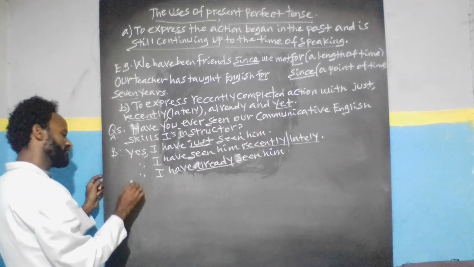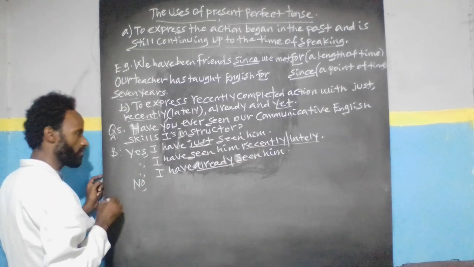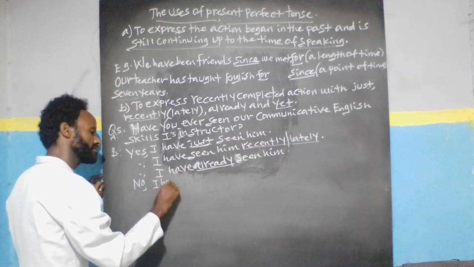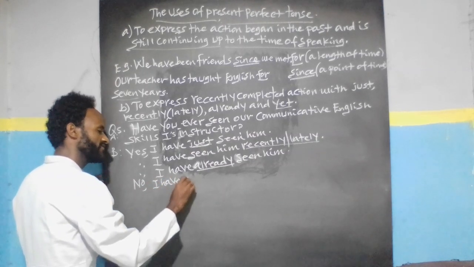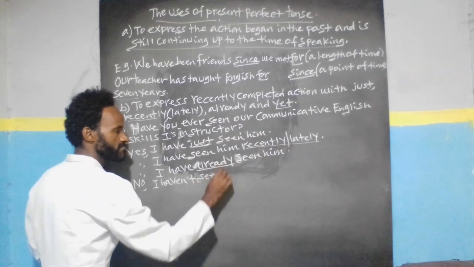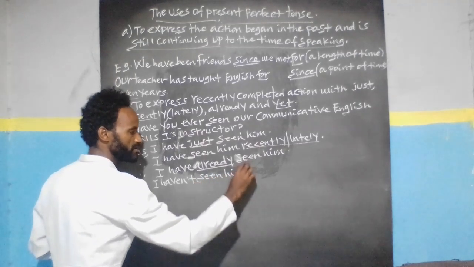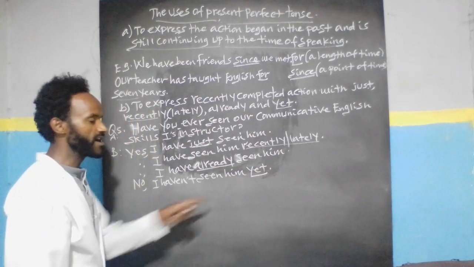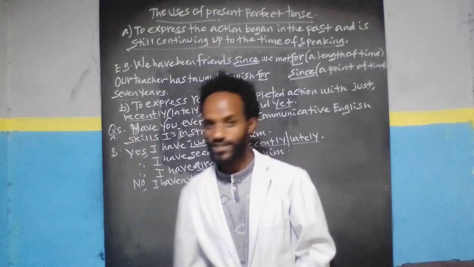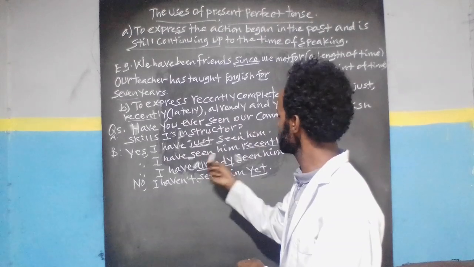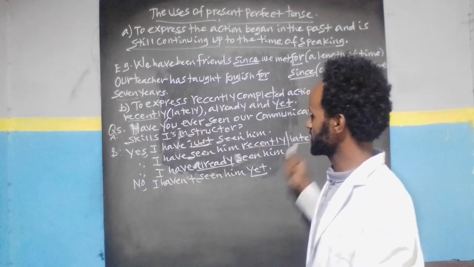And you can say for this one, no, and then comma. You can say, I haven't, or I have not seen him yet. Yes? Good. Here you have the adverb of time, yet. So in this case, you have just for the first sentence, and recently or lately for the second, and already for the third.